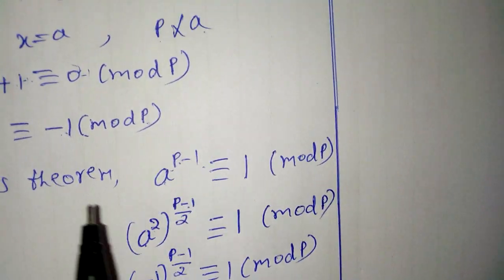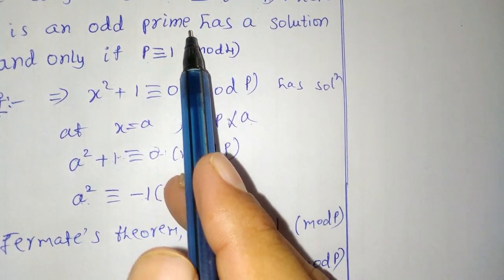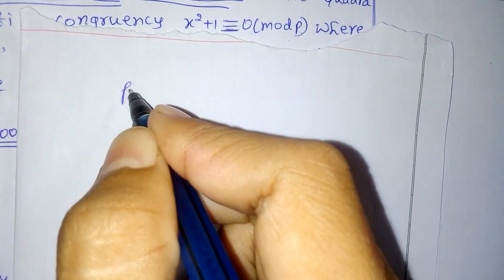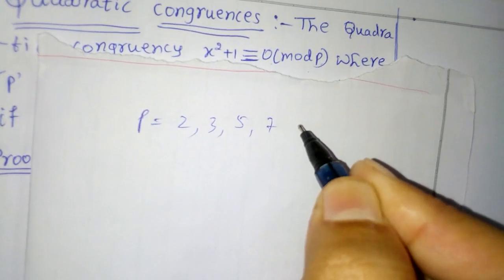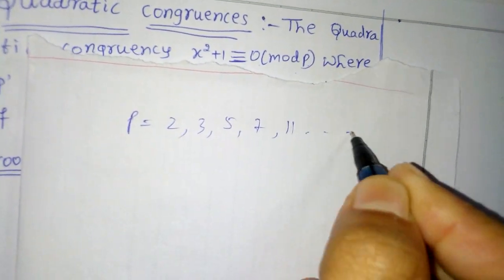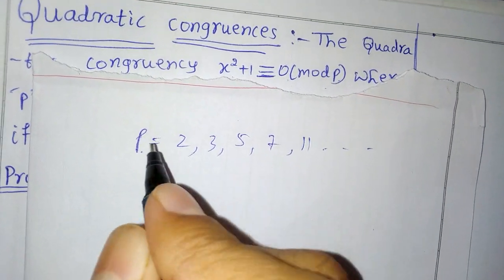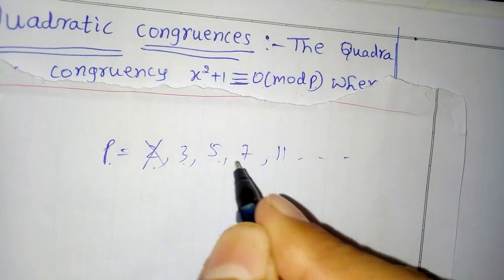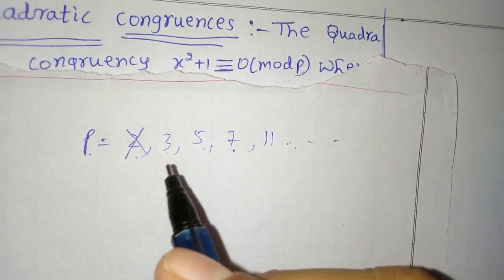Now they give that p is an odd prime. So which are the prime numbers? 2 is a prime number, 3 is a prime number, 5, 7, 9 is not a prime number, 11. These are the prime numbers. They give that p is an odd prime, so 2 is not there. So 3, 5, 7 and so on. These are the odd prime numbers.